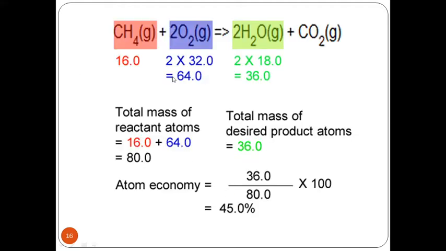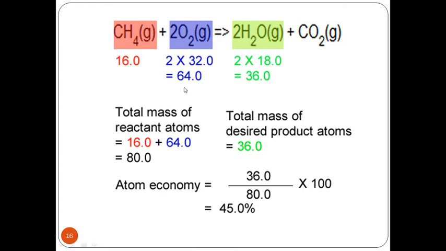Now let us look at a simple example where methane reacts with oxygen to give water and carbon dioxide. This is a different type of approach, in terms of atom economy, not in terms of atom efficiency. Now let us understand. Methane is 16, oxygen is 2 into 32 which is 64, water is 2 into 18, 36, and carbon dioxide is formed. Here we are trying to understand in a different way.